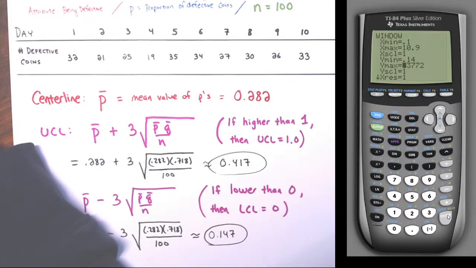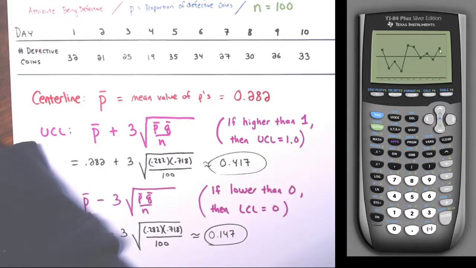And the upper control limit is 0.417. So just so I can see it, I'll make the y max 0.42. Right. There's the center line, there's the upper control limit, the lower control limit, and you notice again, there are no points above the upper control limit. There are no points below the lower control limit.